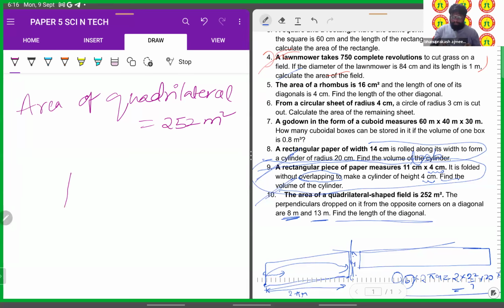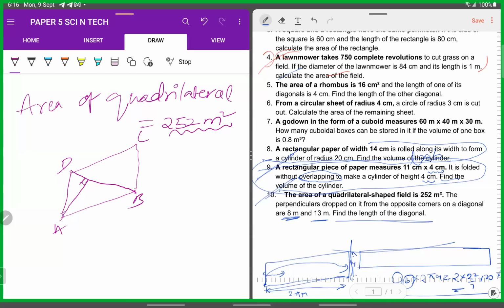So I am drawing some random quadrilateral. So this is A, B, C, D. And what they said, area of quadrilateral is given as 252 meter square. The perpendiculars dropped on it from the opposite corners on a diagonal are given. So let me first draw a diagonal connecting two opposite corners. I hope everyone of you got till this. So from this, I'm dropping a perpendicular. You know what is perpendicular?